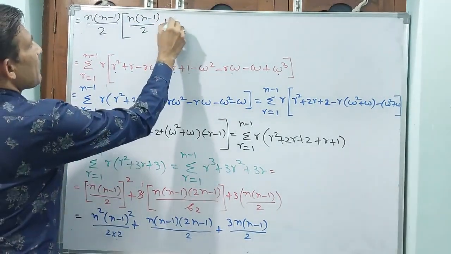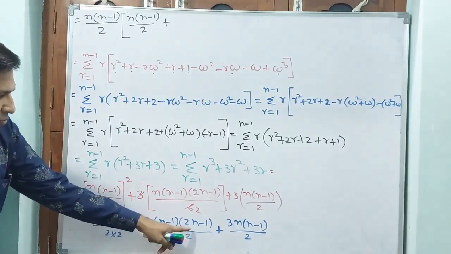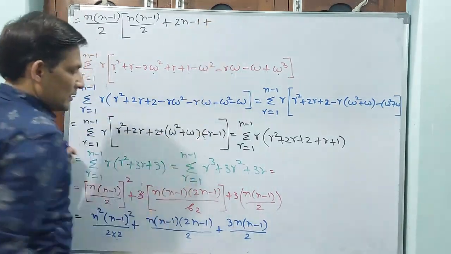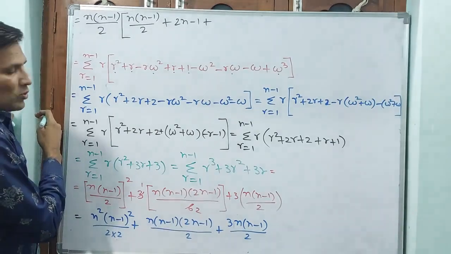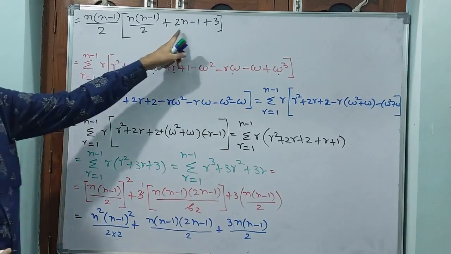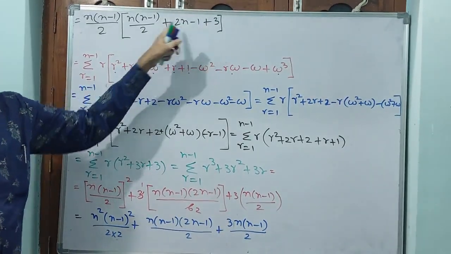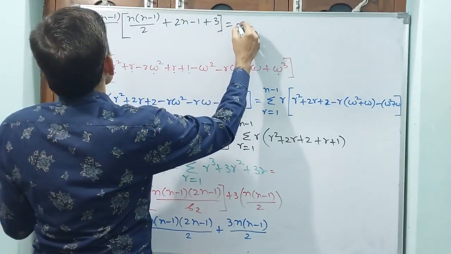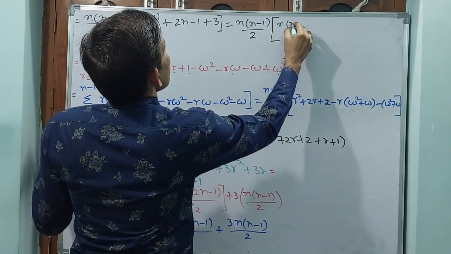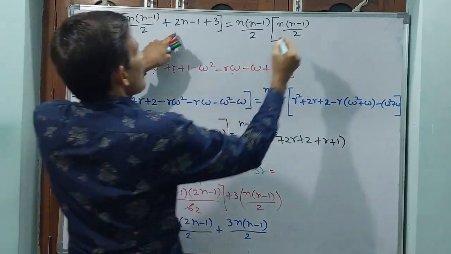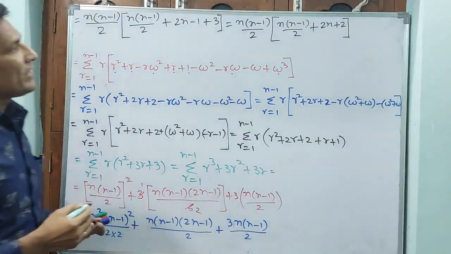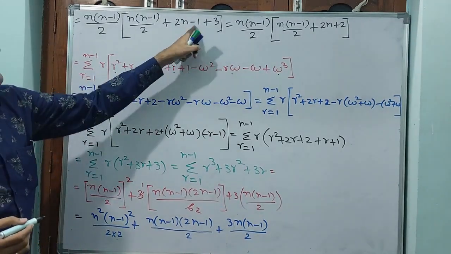Okay, first term, plus second term: you see n into n minus 1 by 2 is gone, only 2n minus 1 will be there. Plus, here n into n minus 1 by 3, 2 gone completely, only plus 3 will be there. Now 2n minus 1 plus 3 means 2n plus 2 we can write. That is equal to n into n minus 1 by 2 into n into n minus 1 by 2 plus 2n plus 2, 3 minus 1, 2.